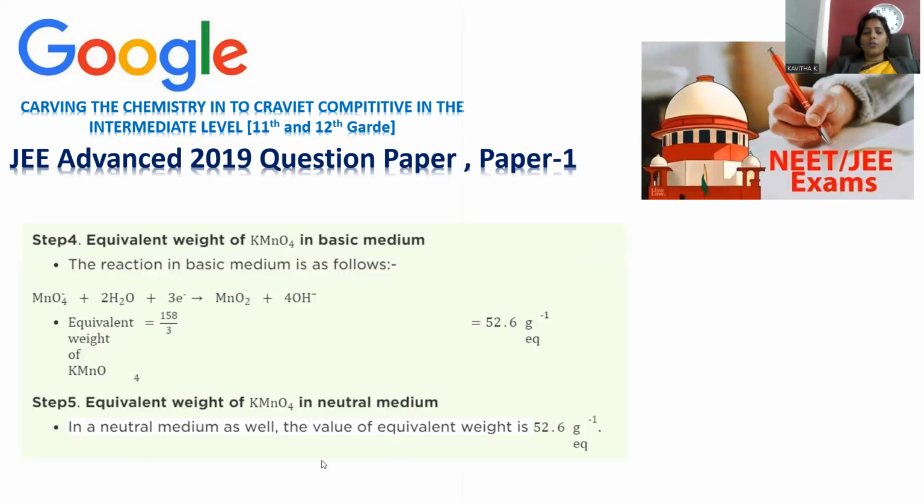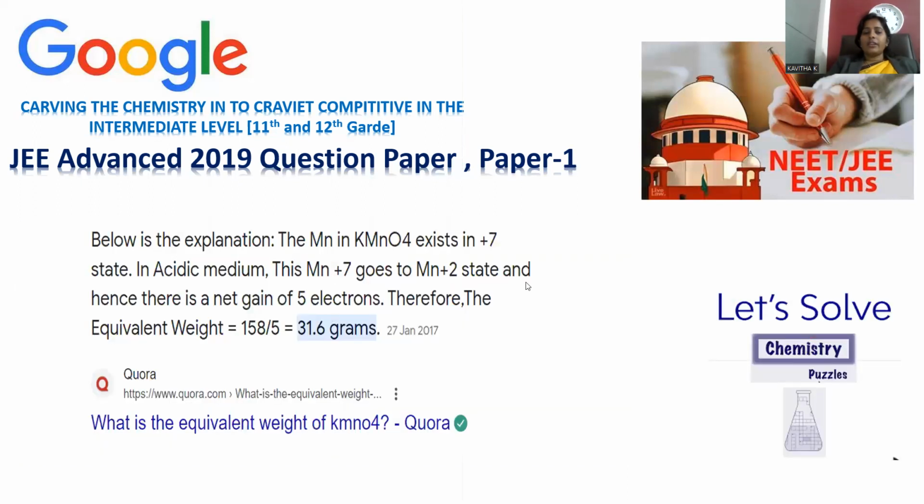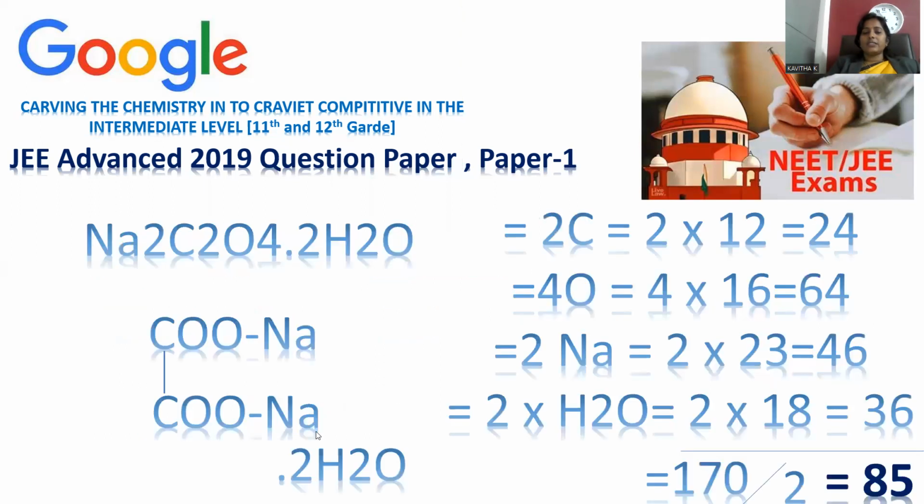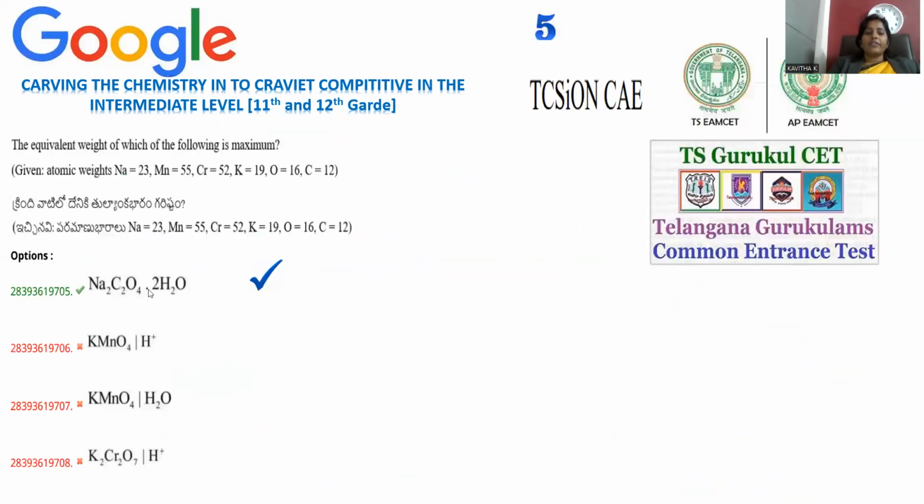KMnO4, 52.6. KMnO4 under acidic condition, 31.6. Sodium oxalate dihydrate, 85. Which is larger value? Obviously, 85 is the larger value. 85 is given for sodium oxalate dihydrate, so that highest equivalent weight will be accorded for sodium oxalate.